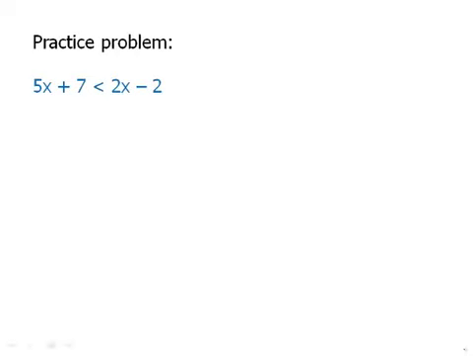So, here's a practice problem. Pause the video and then we'll talk about this. We want to get x by itself, much in the same way as with equations. First, we want to collect all the x's on one side, so I'm going to subtract 2x from both sides. Then I get 5x minus 2x is 3x. Now I'm going to subtract 7 from both sides.